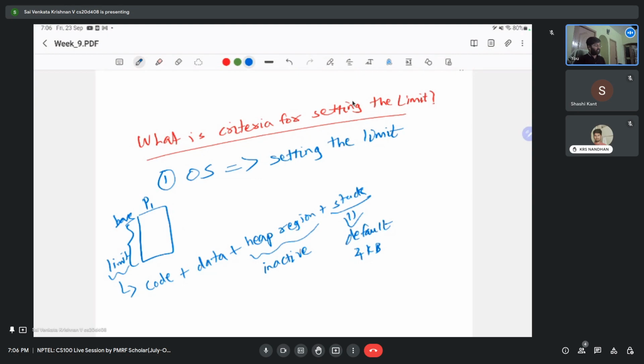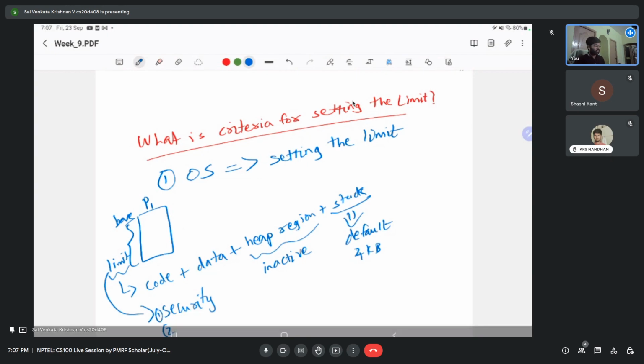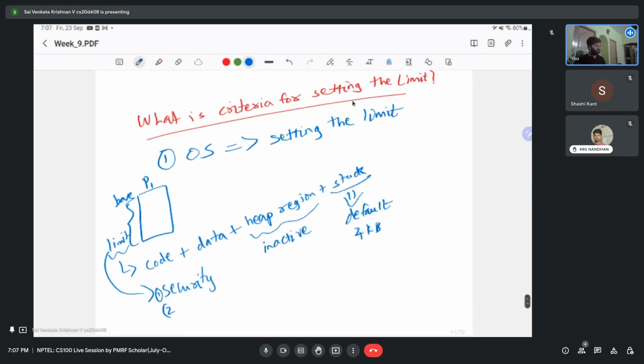The two uses of limit are, one, security reasons, so that your process doesn't access some other process's values and data and doesn't corrupt those. And the second reason is, the OS could, based on some heuristic, know that whatever program I'm using doesn't use more than, say, 1 GB, and in that case it can just blindly set your limit as 1 GB.